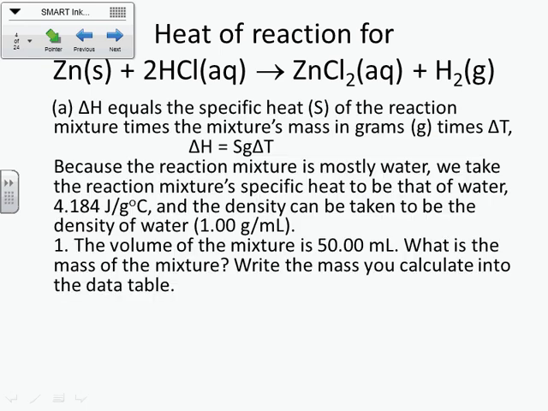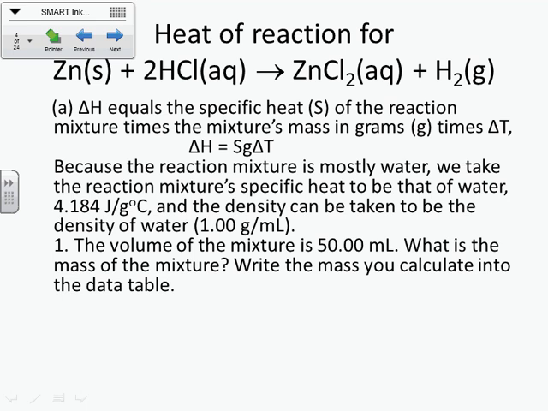Okay. So letter A here, delta H equals the specific heat of the reaction. Now they're using S for specific heat. In the equation I showed you, it's C times M times delta T, capital C. That's the way I've seen it most of the time. But they're basically showing you the same equation. It just looks a little different. S is the same thing as C. G is the same thing as mass, right? They're just saying mass in grams, and then you've got your delta T. So it's basically the same thing.